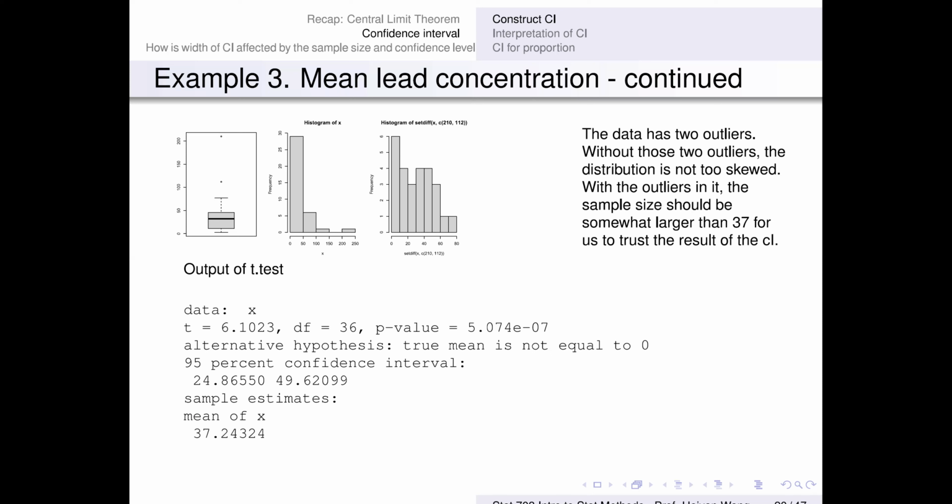So in fact, we need to be skeptical about the result obtained from this t.test. In this case, it gives us a confidence interval of 24.8 and 49.6. This interval is relatively wide, partly because the standard deviation is large and it's skewed. In fact, for this data, it's probably better to use a non-parametric method that we'll introduce in chapter 15.